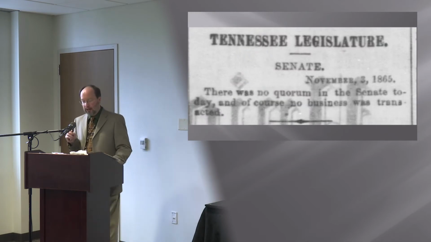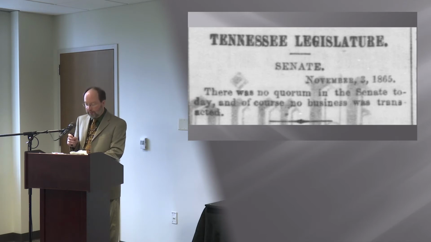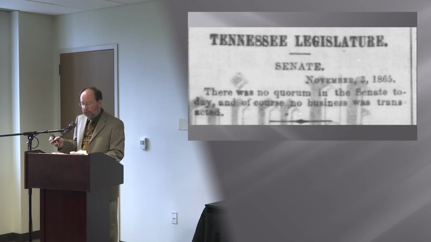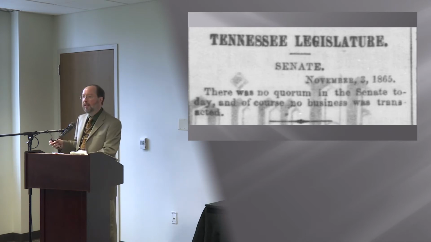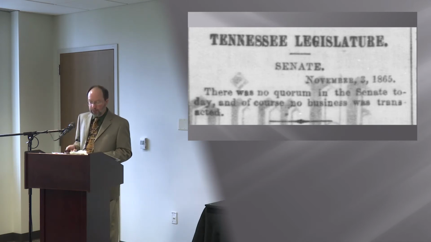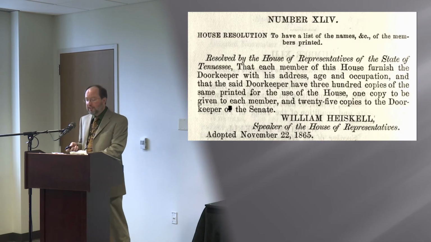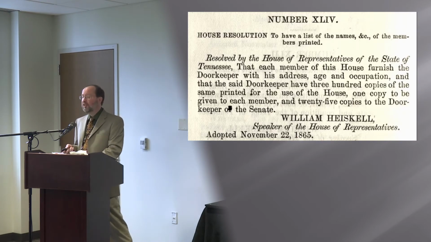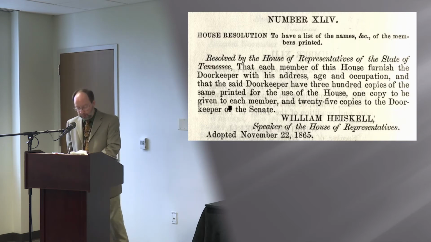It was not just a House problem. The Nashville Daily Union, November 4th, 1865, pointed out that there was no quorum in the Senate the day before. The only solution, if a member refused to show up, was to declare his seat vacant and have the governor issue a writ of election for a new member to be elected to replace the absent member. On November 22nd, 1865, the House decided that they had to have a list of their current membership. They were getting confused too.